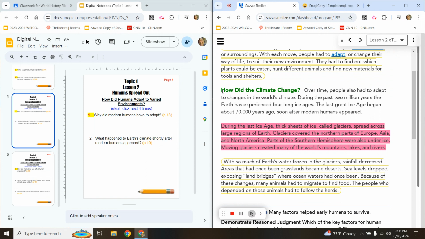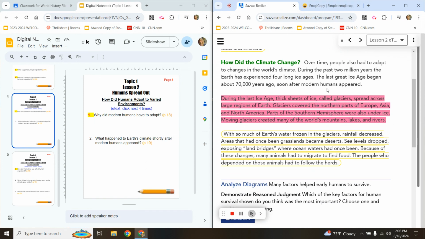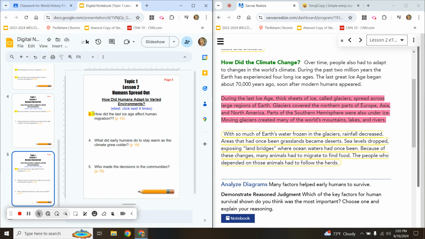We are moving on to "How did the climate change?" You're going to see we have 3 paragraphs here. Number 2, we'll go with the pink highlight, and then we have the third question right here, which is on our next page, on page 5. This is, as you can see, a mastery check question.